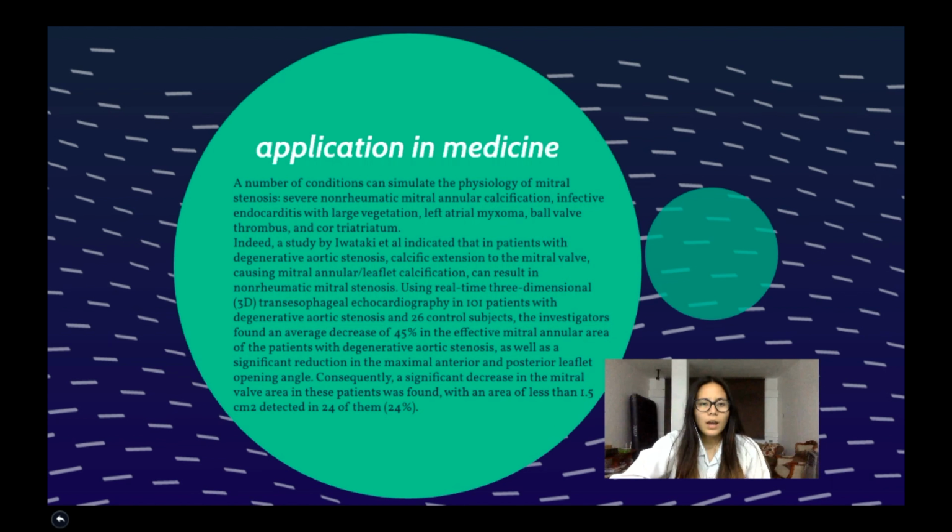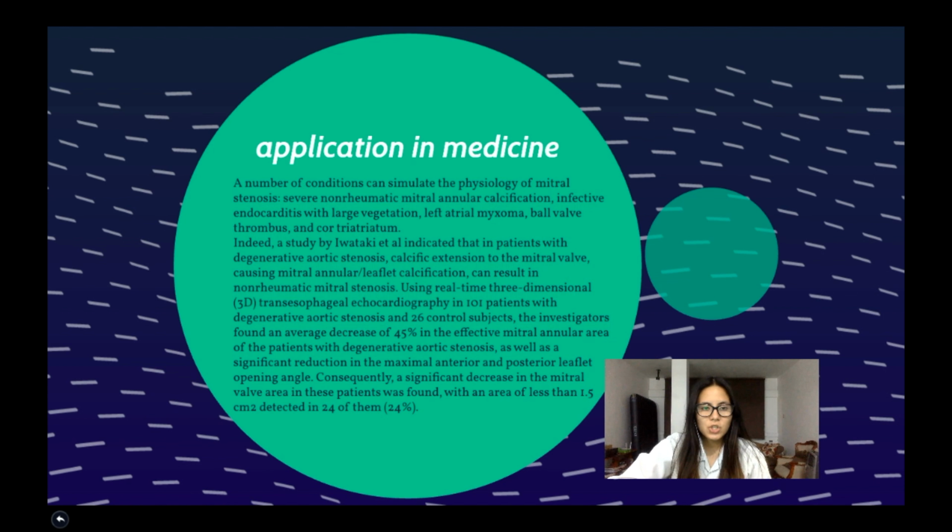Applications in medicine. A number of conditions can simulate the physiology of mitral stenosis: severe non-rheumatic mitral annular calcification, infective endocarditis with large vegetation, left atrial myxoma, valvular thrombus, and cor triatriatum. Indeed, a study by Iwataki et al. indicates that in patients with degenerative aortic stenosis, calcific extension to the mitral valve causing mitral annular leaflet calcification can result in non-rheumatic mitral stenosis.